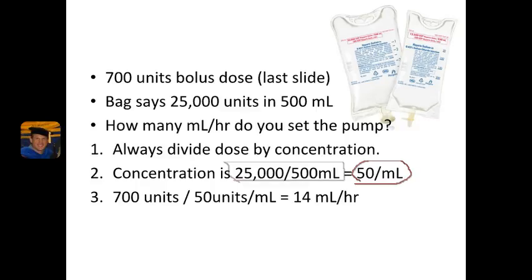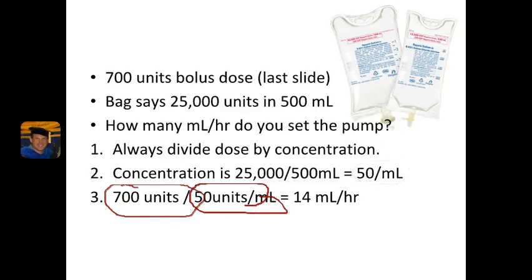So now what we're going to do is take our 700 units per hour, and divide that by 50 units per ml. And that's going to leave us with 14 mLs per hour. Ta-da! At this point, you should do the real-world check.